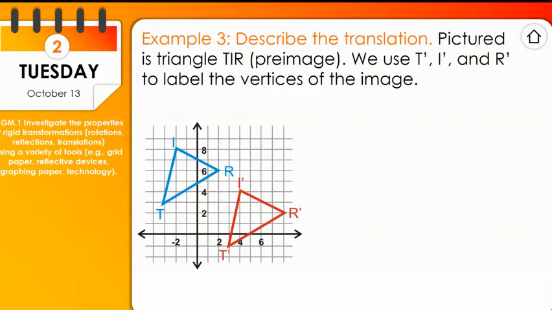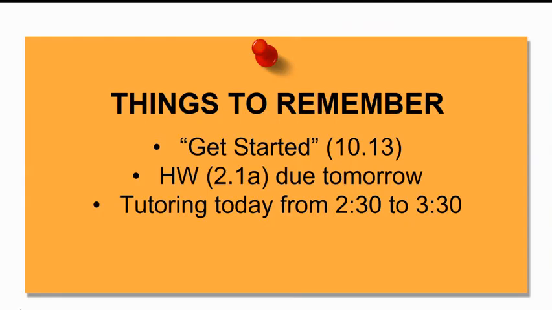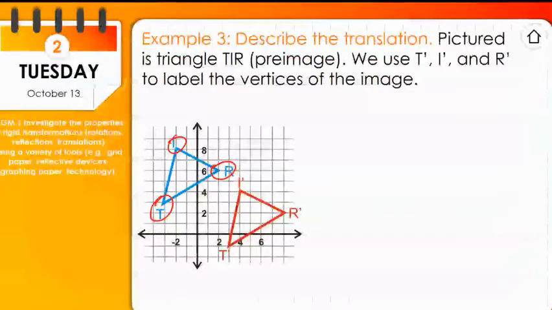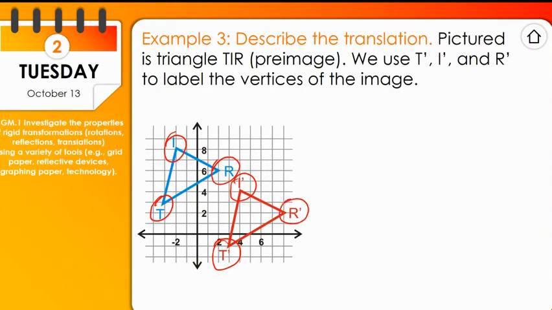Again, example, we have pictured triangle TIR to T prime, I prime, R prime. This image, we want to determine what is the translation.